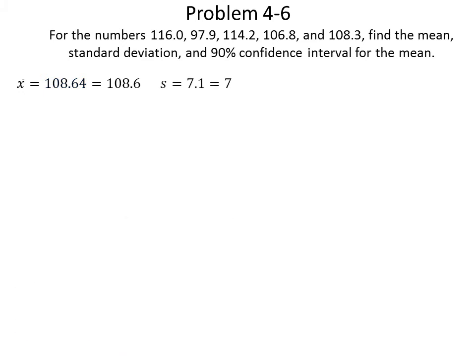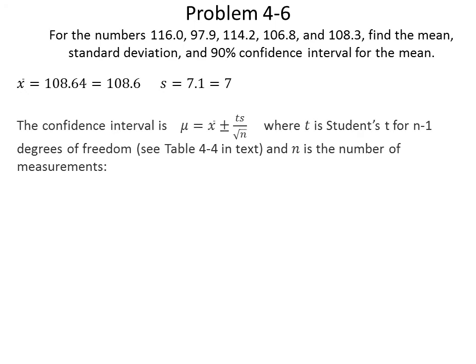We now also set aside the standard deviation, 7.1, with one extra significant figure to prevent rounding errors in future calculations. The confidence interval is shown by this equation, where t is the student's t for n-1 degrees of freedom from table 4.4 in the text, and n is the number of measurements.